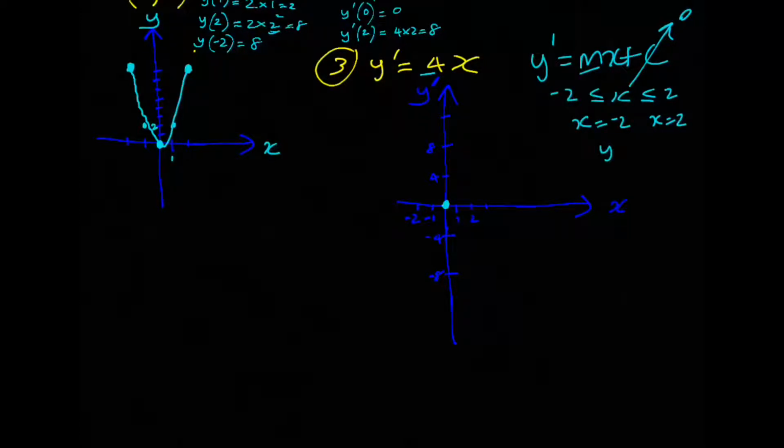So y dash of negative 2 is equal to 4 times negative 2, which is negative 8. And y dash of positive 2 is equal to 4 times 2, which is 8. So on the graph, we've got 2, 8, and we've got negative 2, negative 8. So if we draw a straight line through there and we close in the end circles, that's our final graph.